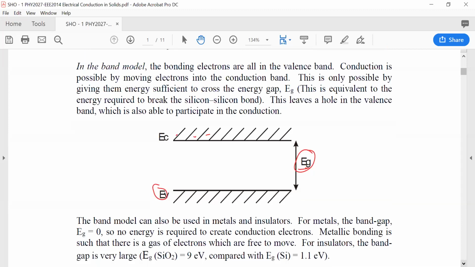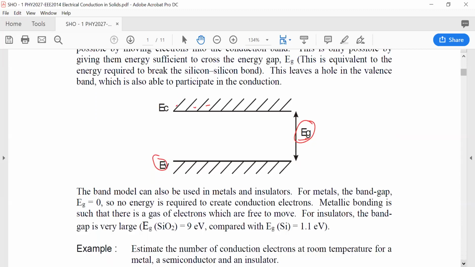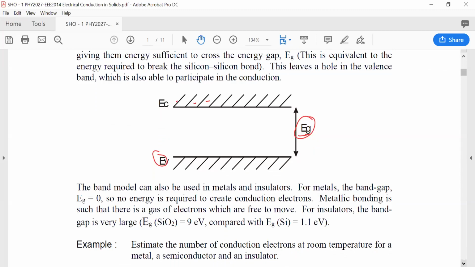So if we want to now look at the actual number of electrons available in a metal, an insulator and a semiconductor, we can do that. We'll use silicon as the semiconductor and silicon dioxide as the insulator because they're commonly used in the fabrication of electronic devices. The band gap of silicon is 1.1 electron volts. The band gap of silicon dioxide is 9 electron volts. And we're going to assume that there's, of course, 0 electron volts as a band gap for the metal.